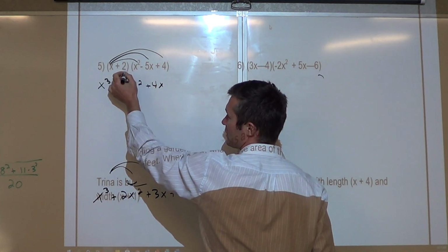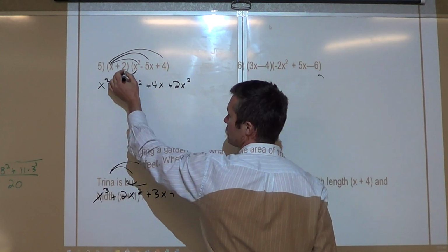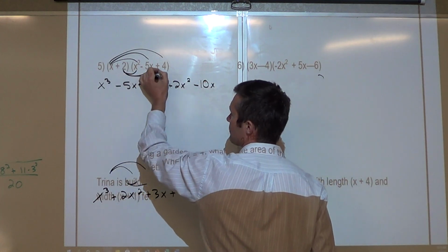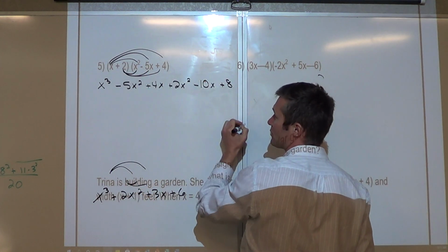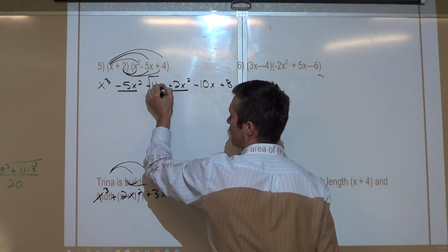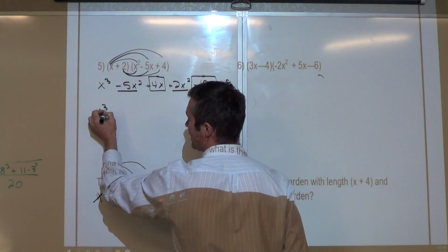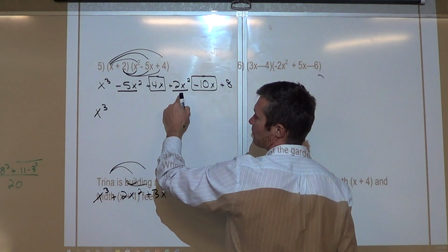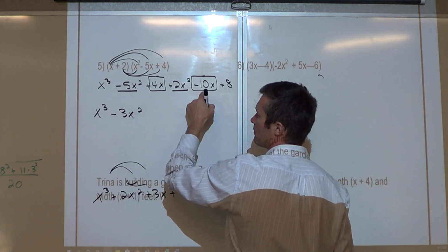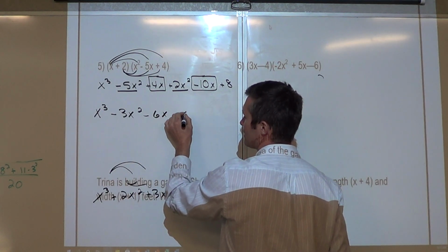And now I'm going to multiply 2 by each term. 2 times x squared is 2x squared. 2 times 5x is negative 10x. And 2 times 4 is 8. So then I need to combine like terms. I have an x squared and an x squared. I have a 4x and a negative 10x. So x to the third stays. Negative 5 plus 2 is negative 3x squared. 4 minus 10 is negative 6x, and then plus 8.